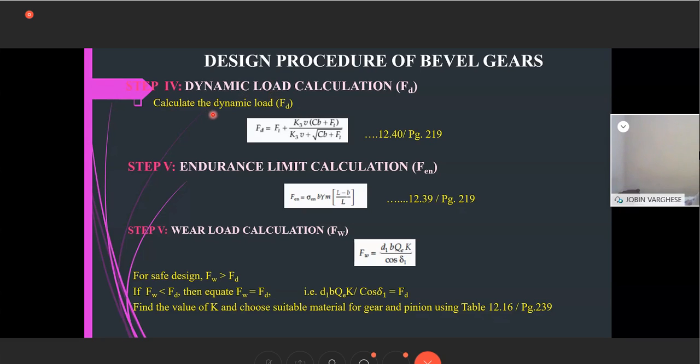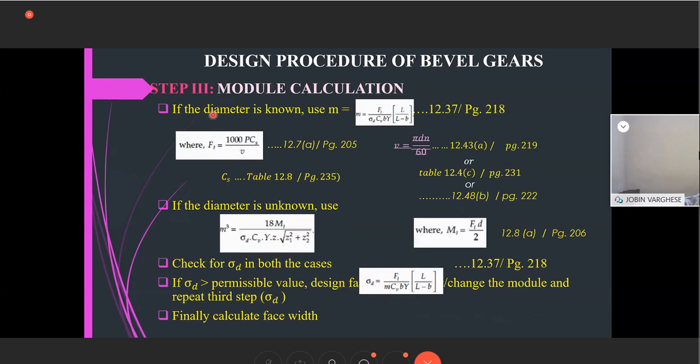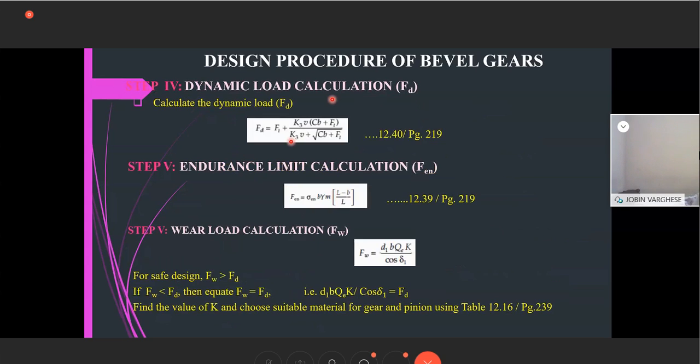What we have done so far is that we have just depended on the Lewis equation, the Lewis method, to design. Now we go to the Buckingham method, where we always have to calculate the dynamic load. So we start from static ending in the Buckingham's method. So calculate the dynamic load using the equation for the bevel gears.